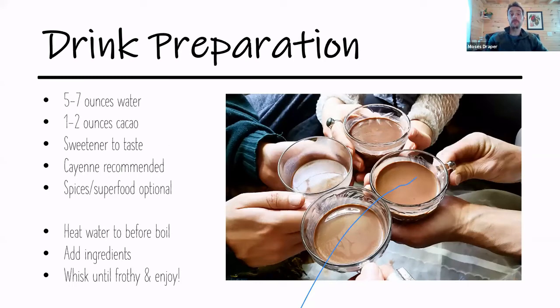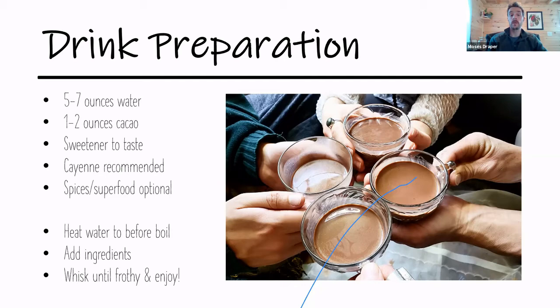So to make the drink, if I was doing, say, a daily dose, I would do around 5 ounces or a cupful of water, 1 ounce of cacao. If I was doing it for ceremony, like today, I would do 7 ounces of water and 2 ounces of cacao. Those ratios of water to cacao, there's nothing magical about that. Really, it all has to do with just the consistency of the drink that you'll get. So more water, thinner drink, less water, thicker drink. In my experience, it's not going to affect the experience that you have with cacao.